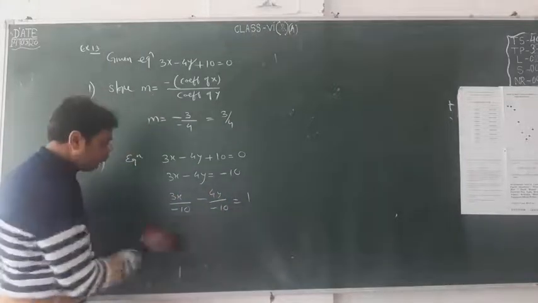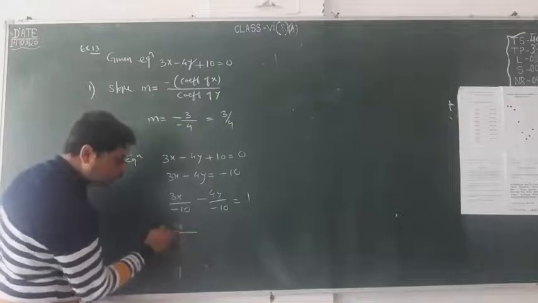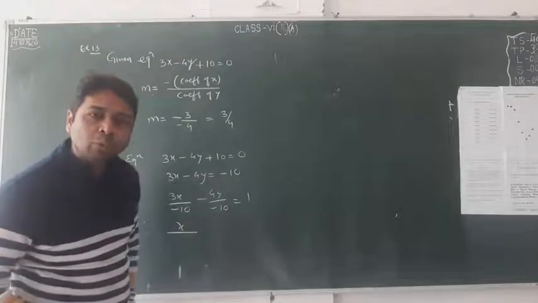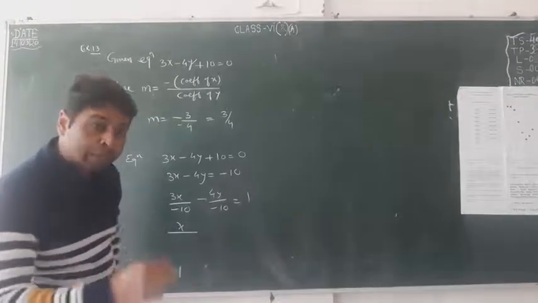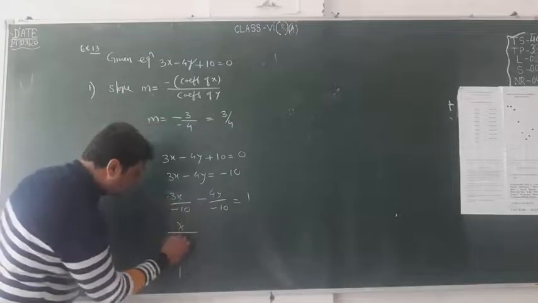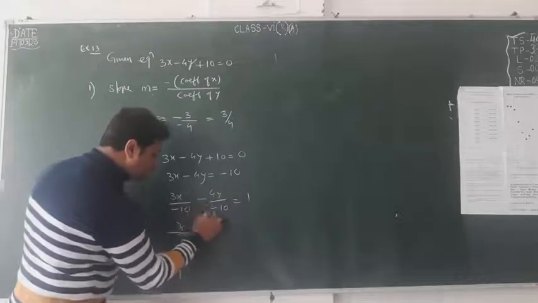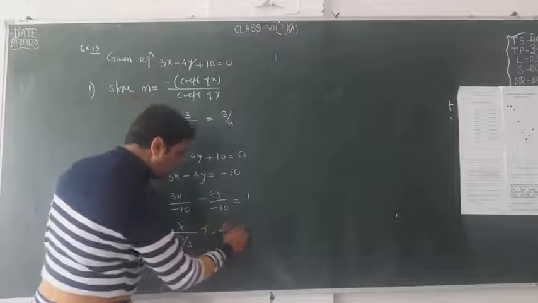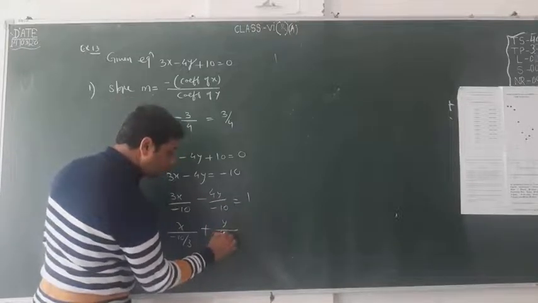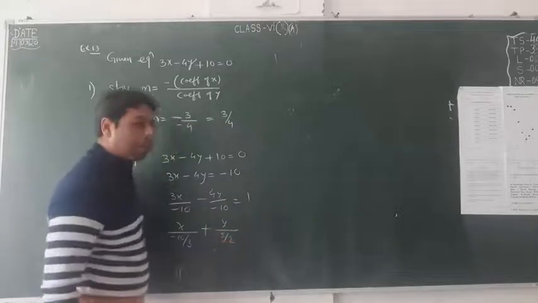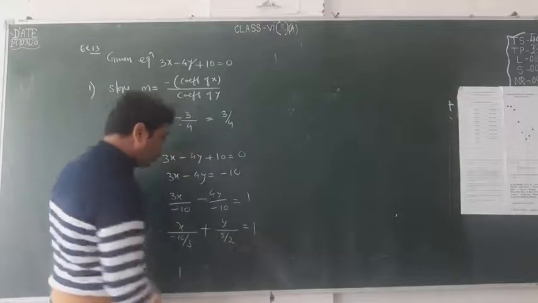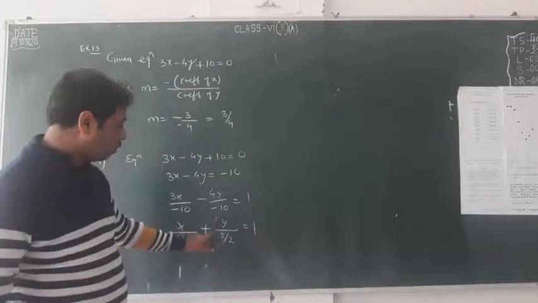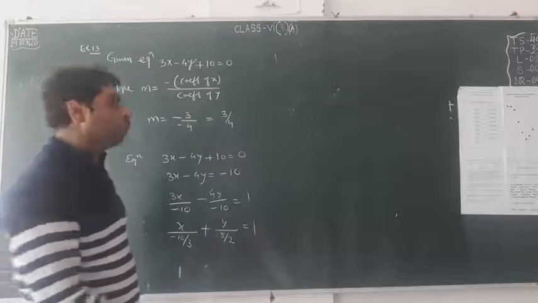Equal to 1. Now I will write x upon a, because I have to leave x alone in the numerator. So minus 10 by 3, I write here minus 10 by 3. This is going to be plus y upon 10 by 4, meaning 5 by 2, equal to 1. This is going to be x upon a plus y upon b equals 1. So you can understand the intercepts.